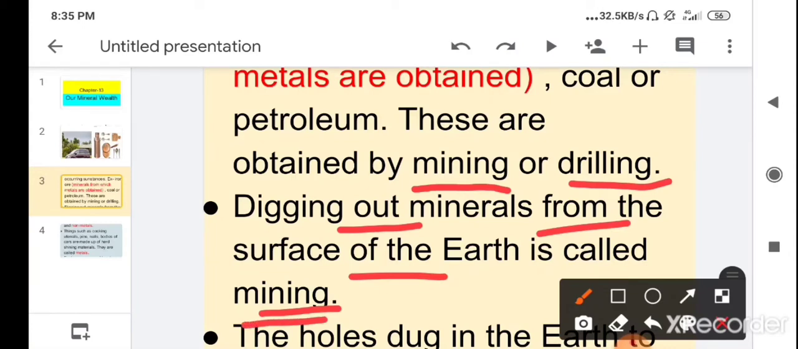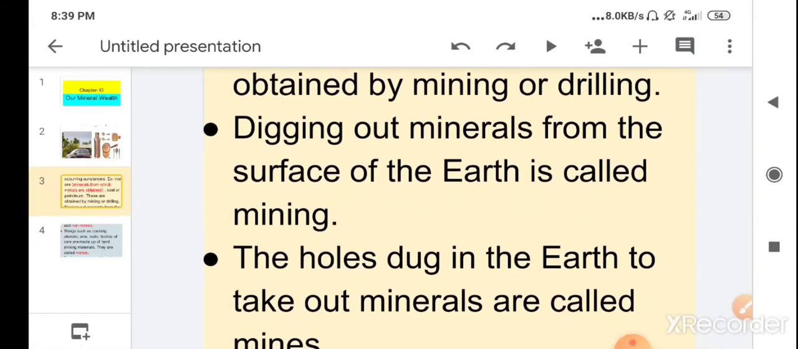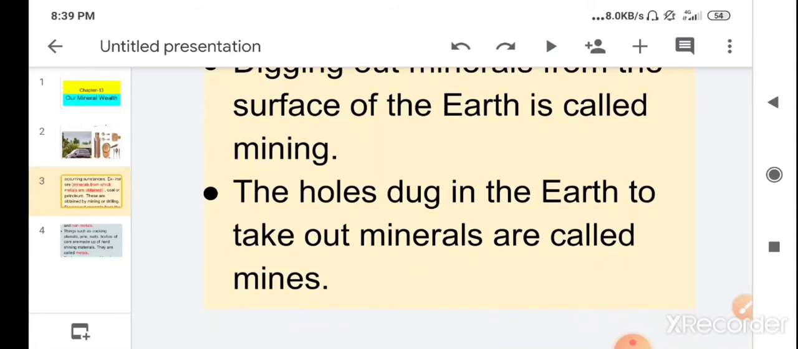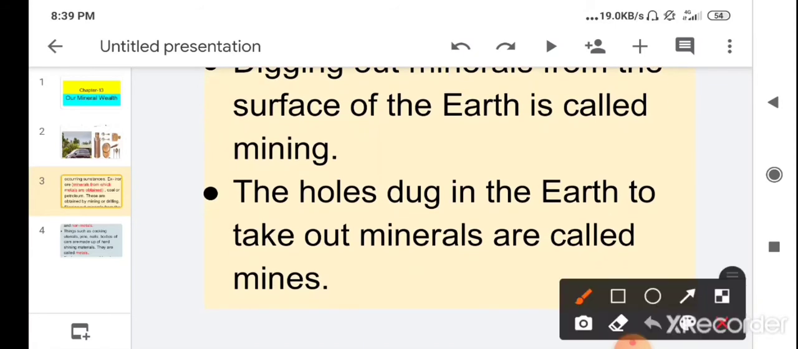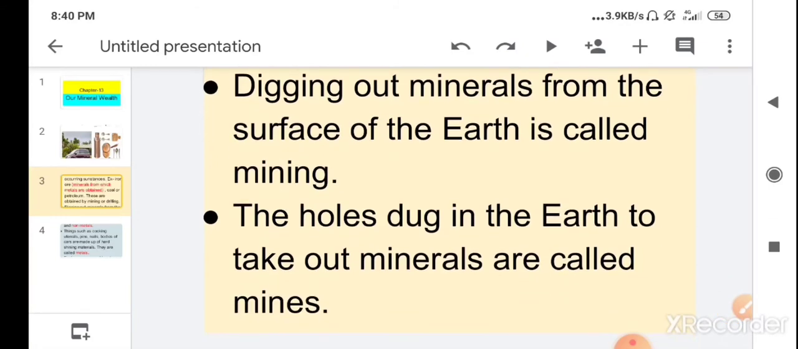So mining is the process by which minerals are taken out from the surface of the earth, and the holes dug in the earth to take out minerals are called mines. So children, digging out minerals from the surface of the earth is called mining, and the holes dug in the earth to take out the minerals are called mines.